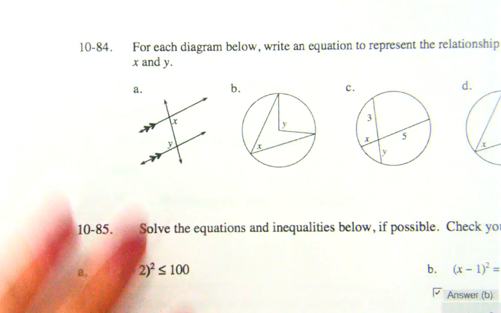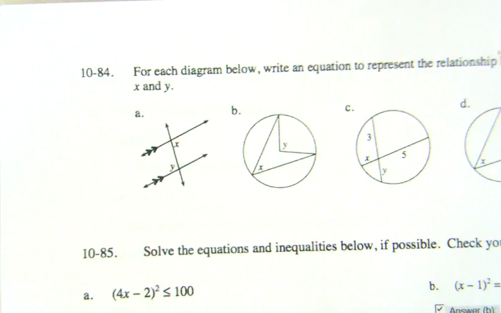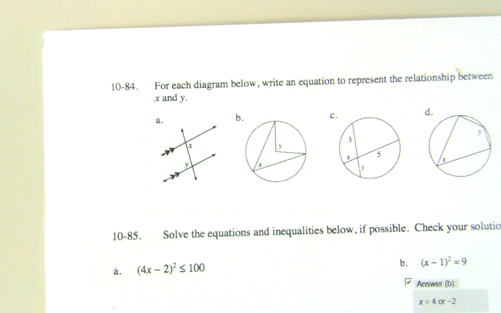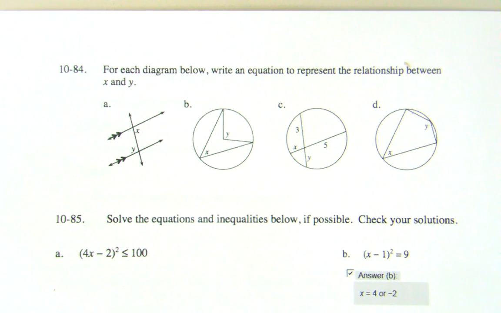Okay, this is Math 2, Chapter 10, 84 to 87. The first one says, for each diagram below, write an equation to represent the relationship between x and y. It's actually not asking you to solve it. It's just asking you to set up what you know about it. So this is actually a pretty good review problem in general.